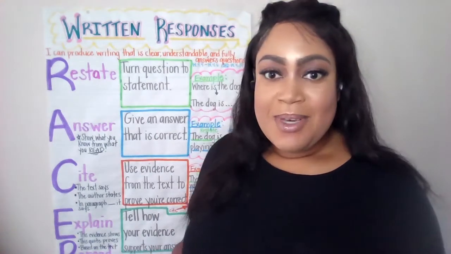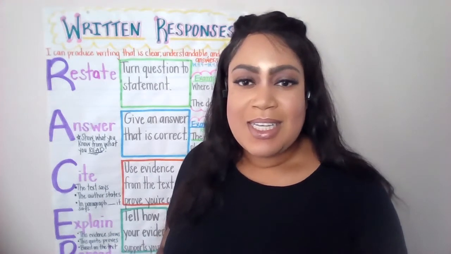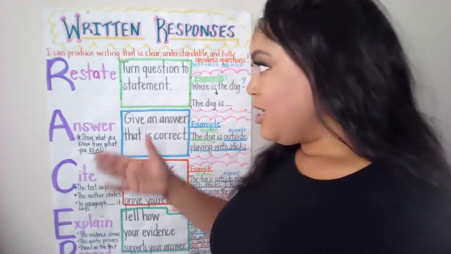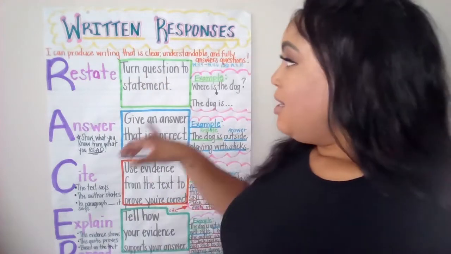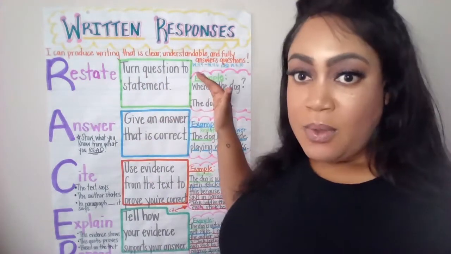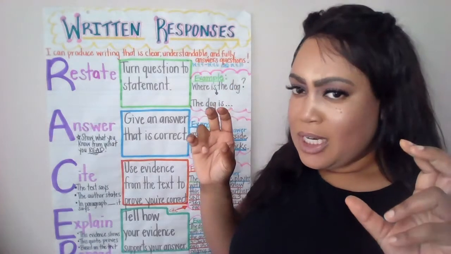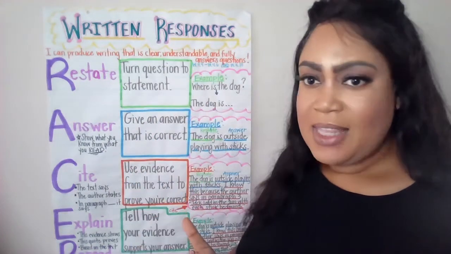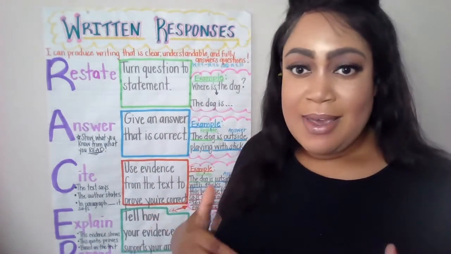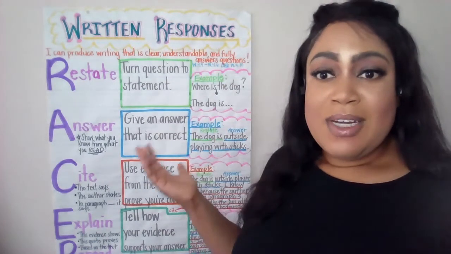Okay, the first step in our strategy, RACE, is to restate the question. So when you're given a question, you're going to turn that question into a statement. Here's our example that we're going to be running with the entire time. I made up a story question. So pretend like we read a story and the dog's name is Jack. And at the end of the story, I ask you the question, where is the dog?